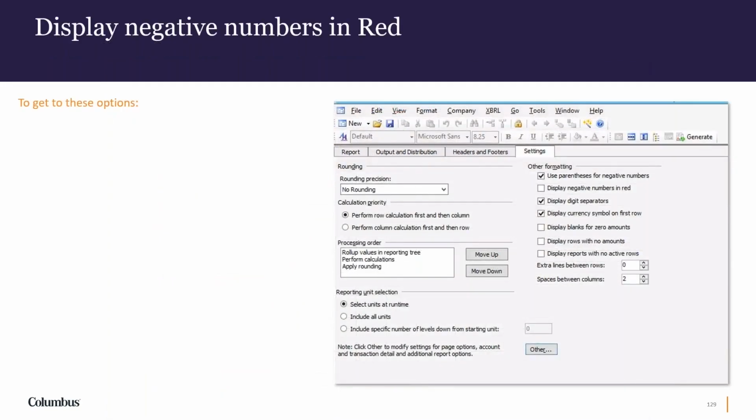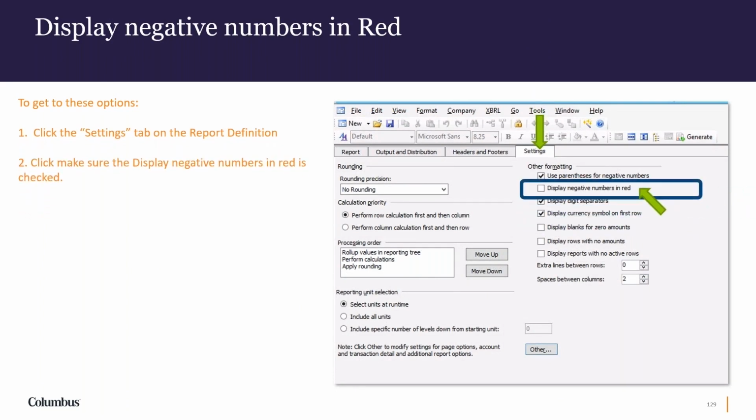I get asked a lot if there's a way to display negative numbers in red. So to get to that setting, you would just click on the Settings tab in the report definition and then make sure that the display negative numbers in red is actually checked.